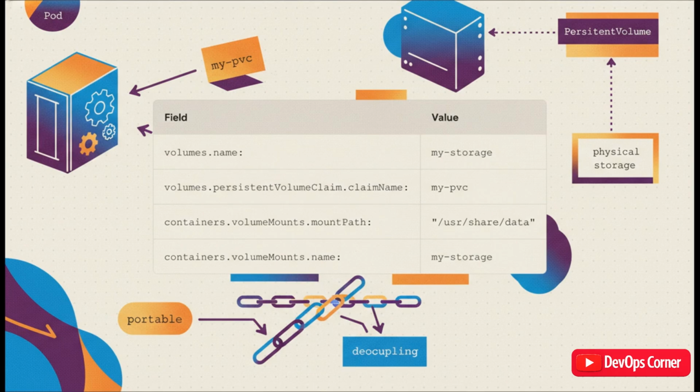This is what makes the whole thing so incredibly portable. You can take this exact pod file to any Kubernetes cluster in the world, and as long as that cluster can satisfy the my-pvc claim, it'll just work. It doesn't matter if the storage is from Amazon, Google, or a server under your desk.